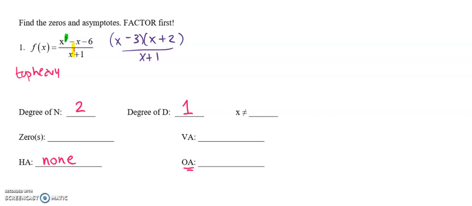X cannot equal. What values of x are not allowed? Well, those are the ones that make the denominator equal to 0. So what number makes x plus 1 equal to 0? Negative 1. So x cannot equal negative 1. The function is undefined there. So what is that going to look like? That's going to be in the form of a vertical asymptote. So at x equals negative 1, we will have a vertical asymptote. Again, the vertical asymptote is where the denominator is equal to 0.